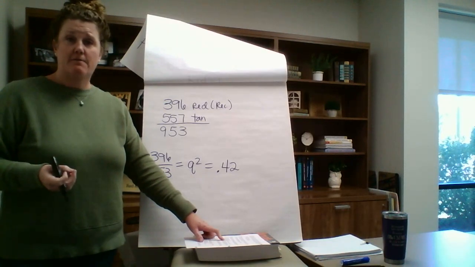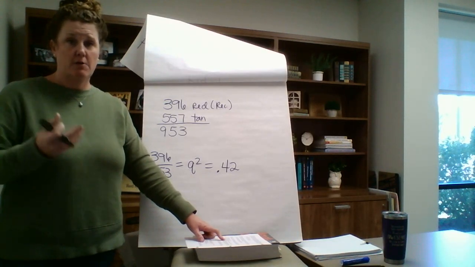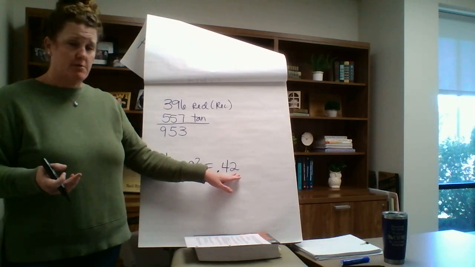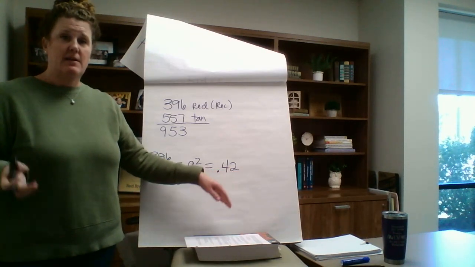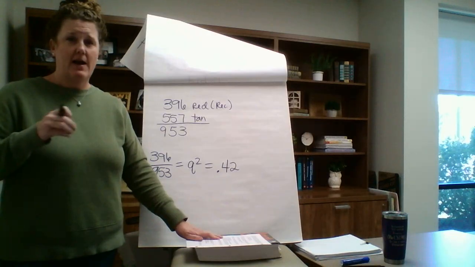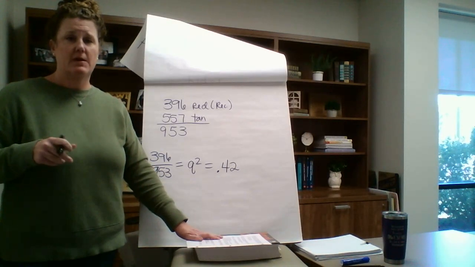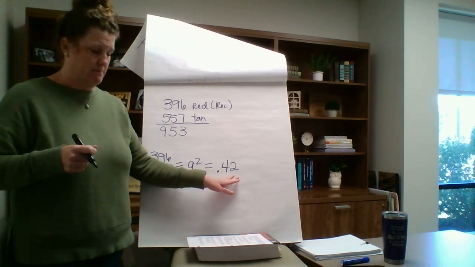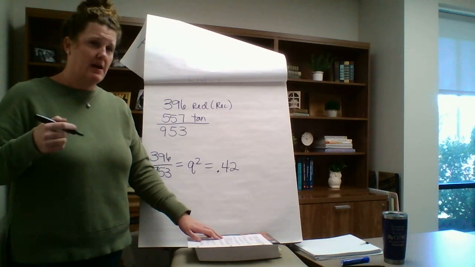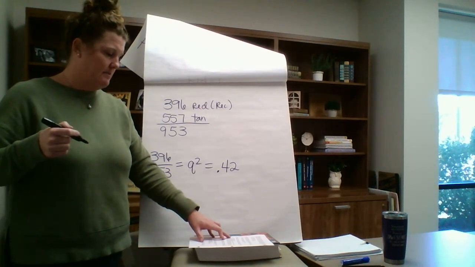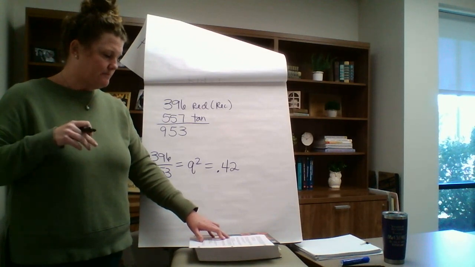D is asking for the phenotypes. So remember, if we know Q squared, we also know the recessive phenotype. And then for the dominant, you either add them together, the P squared and the 2PQ, or you just subtract this from 1. So we've already learned how to answer questions like A, B, and D, okay?